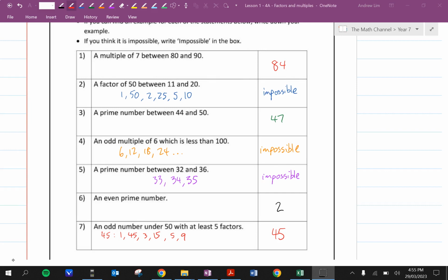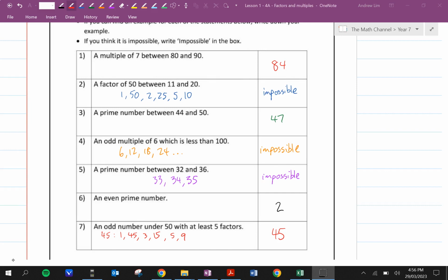An odd multiple of 6, which is less than 100. Well, multiples of 6 include 6, 12, 18, 24, etc. All of them are even, so that's impossible. It won't ever be odd. A prime number between 32 and 35. 33, 34, 35. 33 is 3 times 11. 34, 2 times 17. 35, 5 times 7. So none of them are prime, so it's impossible.